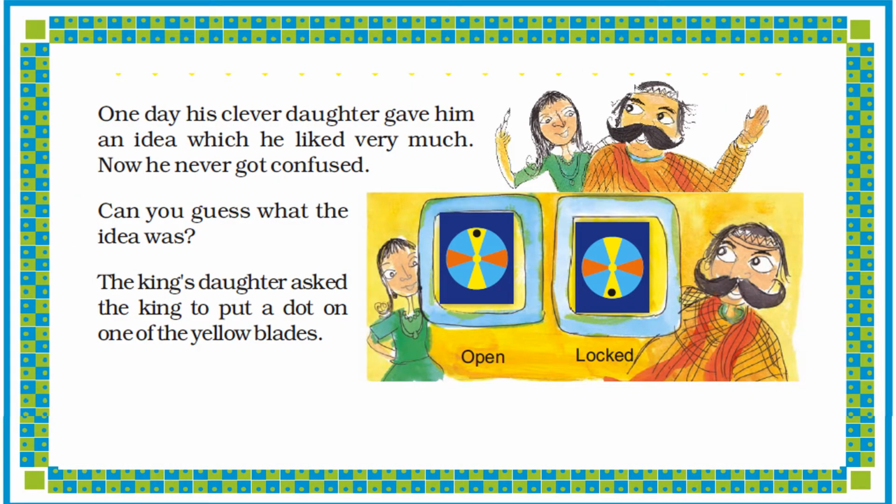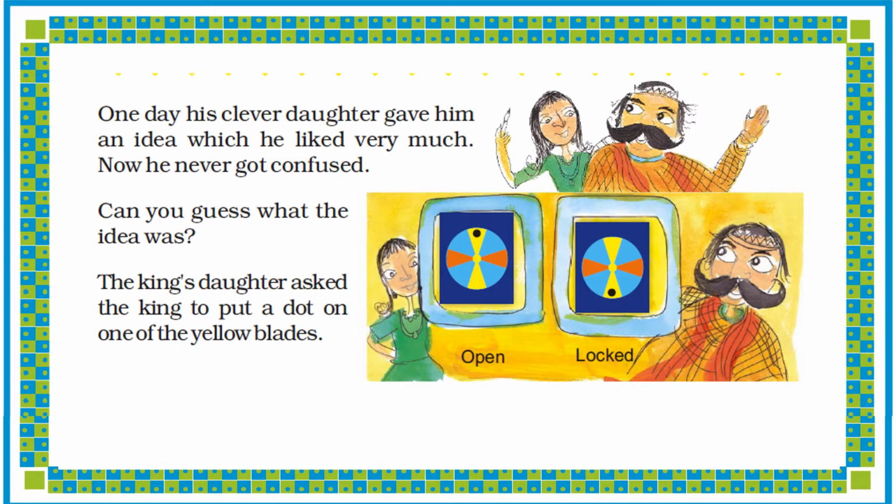So one day his clever daughter gave him an idea which he liked very much. Now he never got confused. Can you guess what the idea was? The king's daughter asked the king to put a dot on one of the yellow plates. So now when the locker is open, the dot is up, and when the locker is closed after a half turn, the dot is down. So the king would understand when his locker is open and when it is closed.